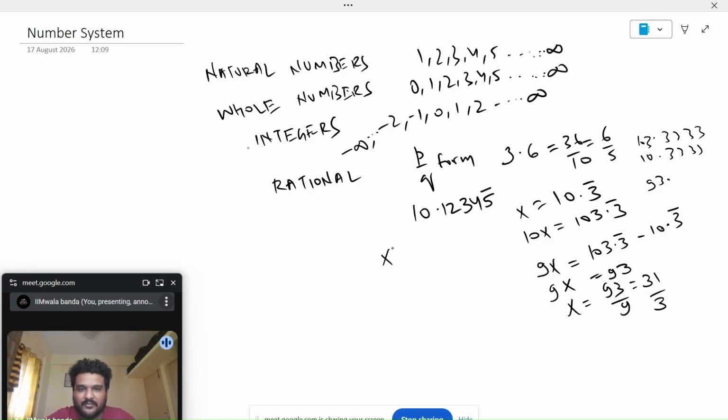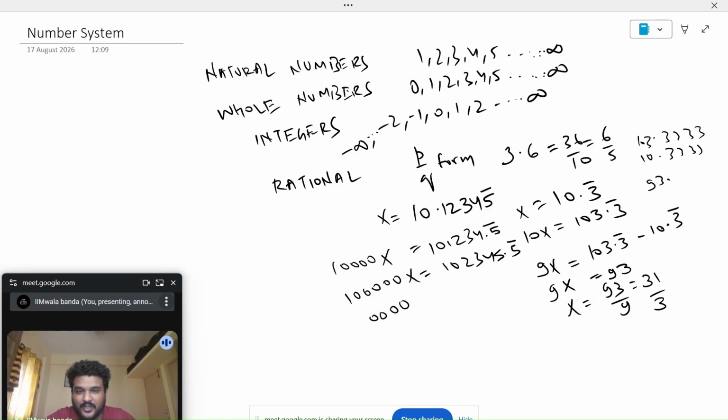Similarly for this, if this is x, how will I multiply it? 1000x will be, you will shift this to 101234.5 bar. And now I will again multiply it with one more zero and shift it. This is the trick we use. Now you can subtract it. So do it very carefully. The zeros will come as they are, but this 10 minus 9 will be 9.